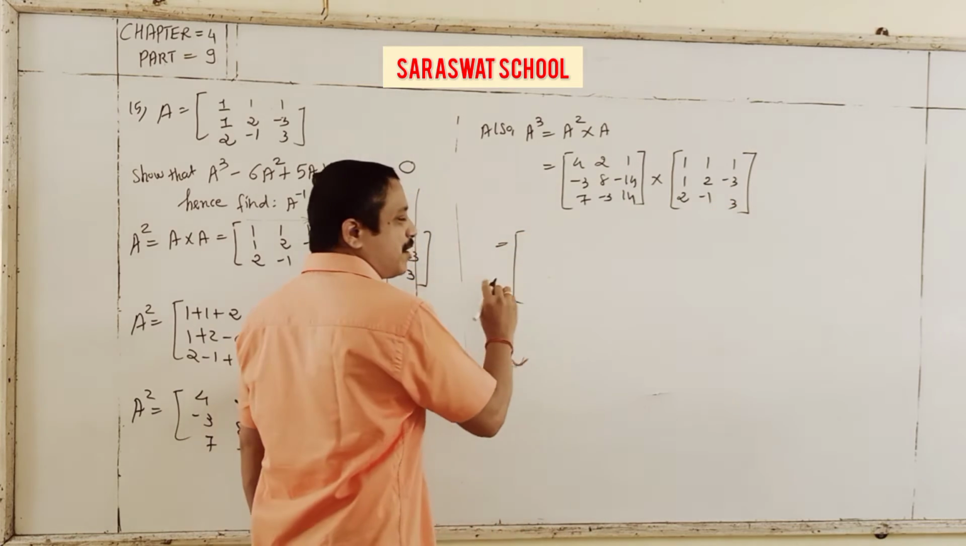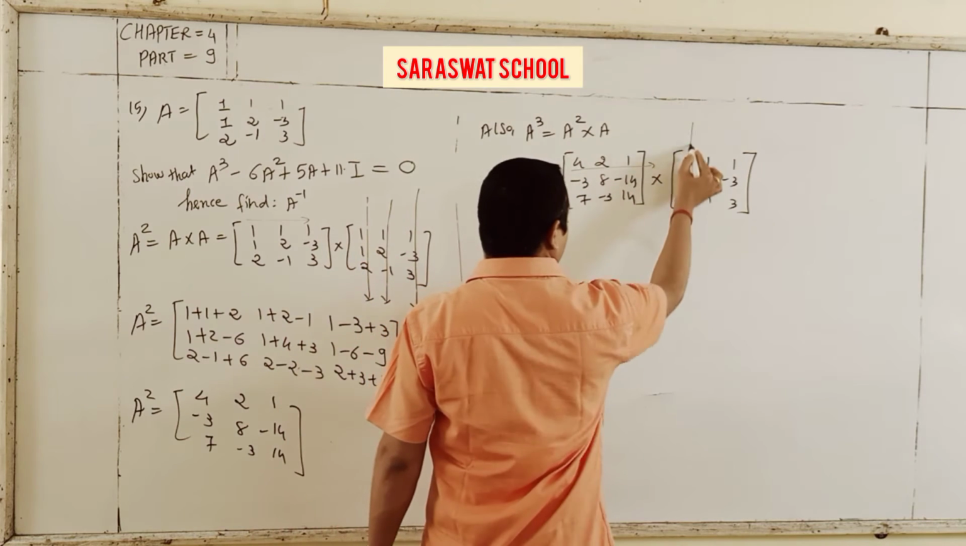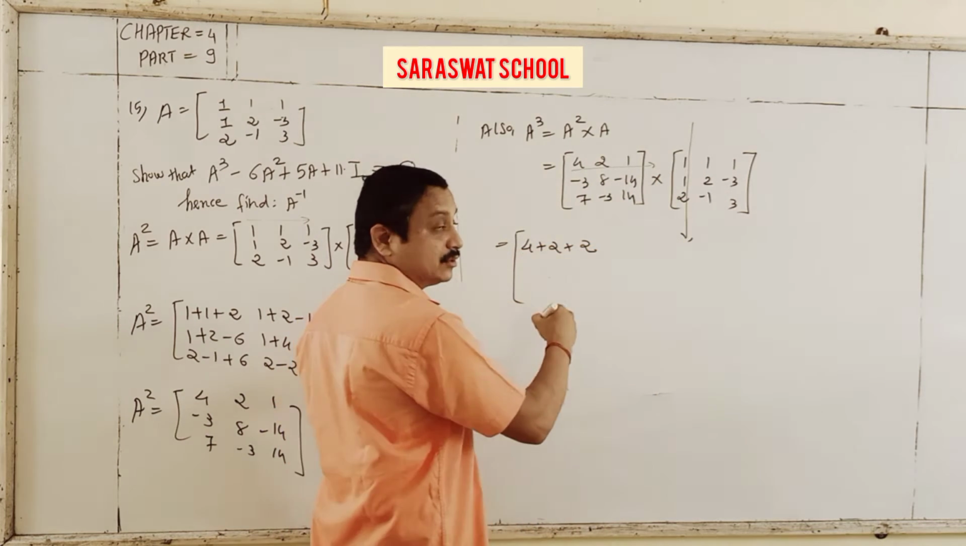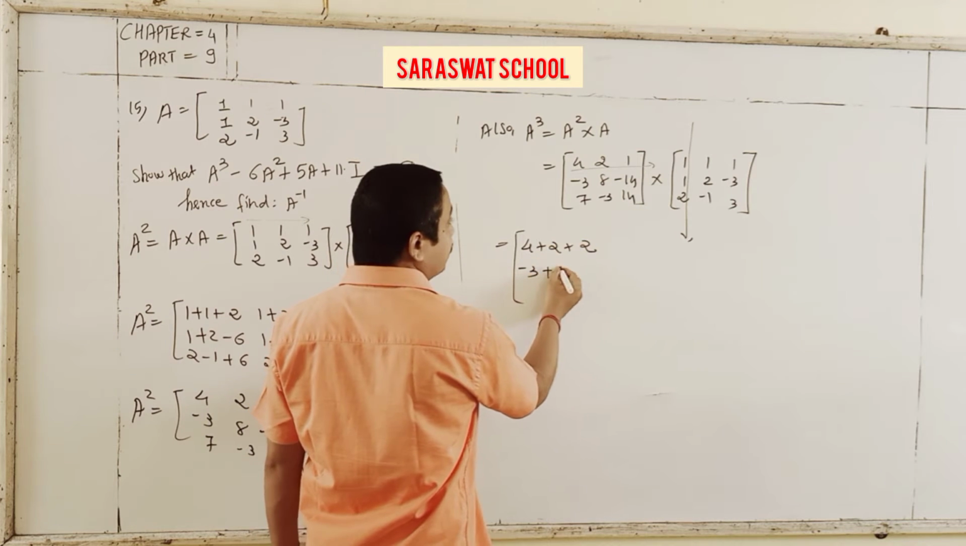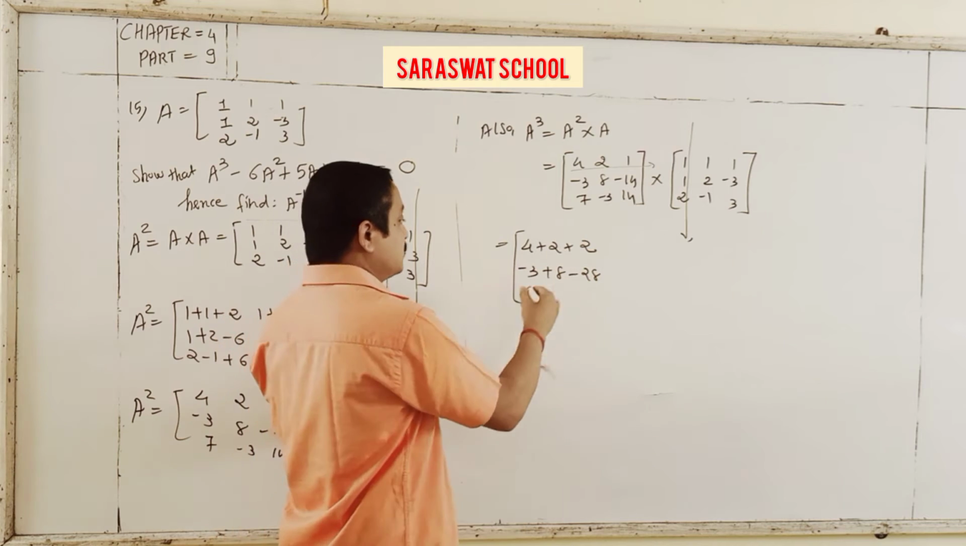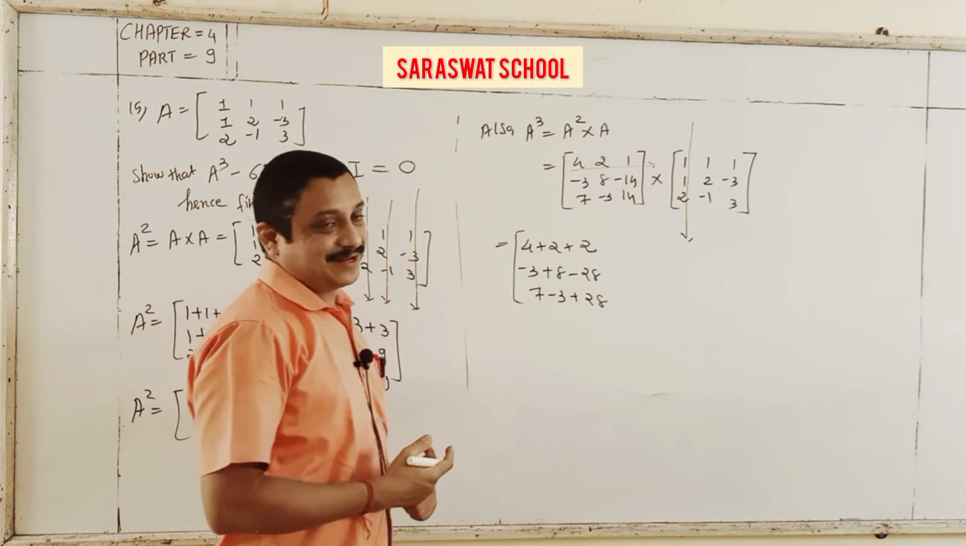Again students, same entry, row to column. This row first, column first. 4 ones are 4, 2 ones are 2 and 2 ones are 2. Next 3 ones are 3, 8 ones are 8, 14 twos are 28. Now 7 ones are 7, minus 3 and 28. Similarly second column.